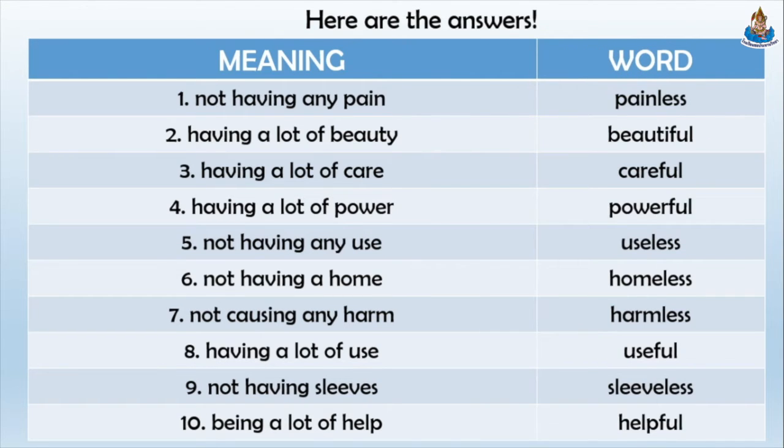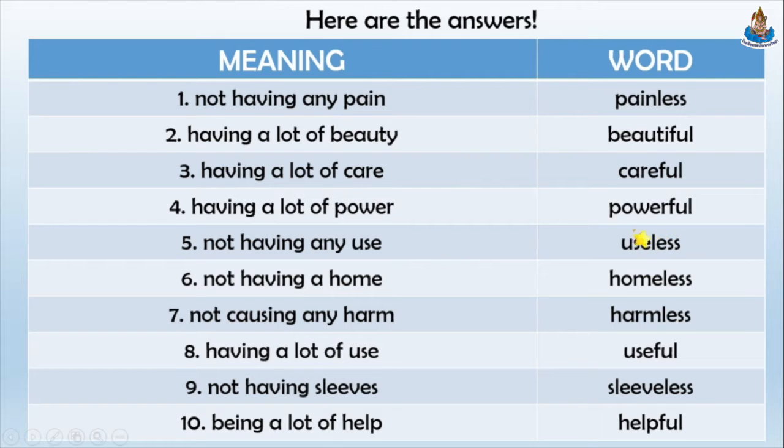Here are the answers to the exercise that you just did. Number 1, not having any pain. Your word is painless. Your clue there is the words not having, or it means without. So the word is painless. Number 2, having a lot of beauty. The word is beautiful. 3, having a lot of care. The word is careful. Number 4, having a lot of power. The word is powerful.